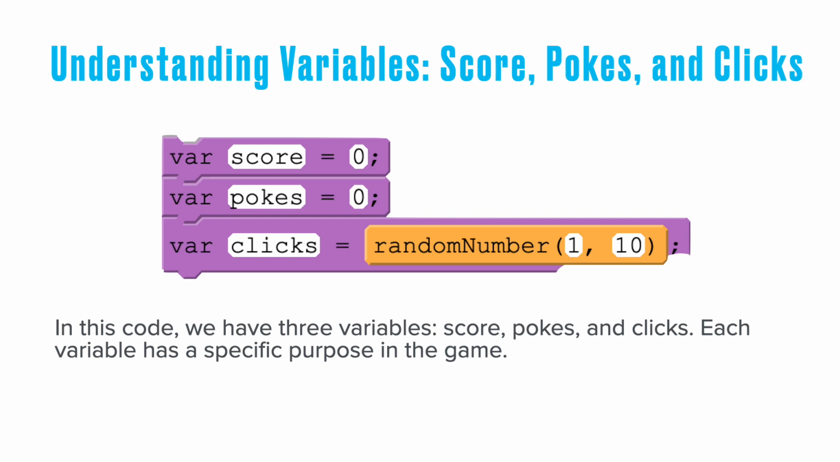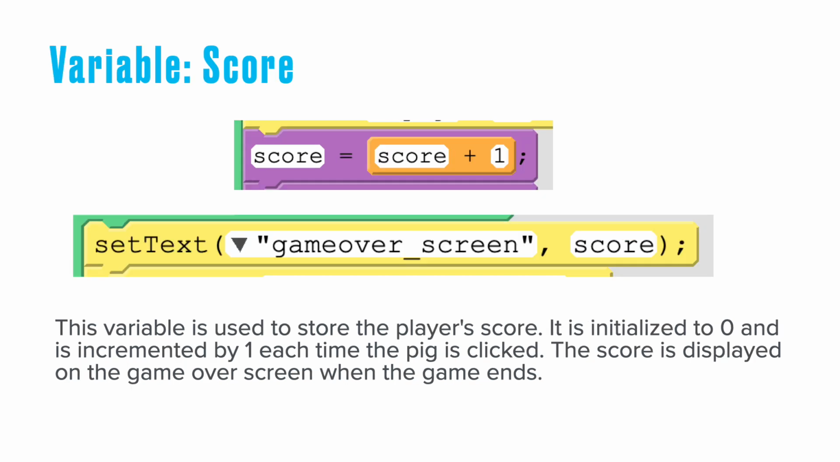First, let's discuss three variables in this code: score, pokes, and clicks. The score variable stores a player's score, which increases by 1 each time the pig is clicked. The pokes variable keeps track of the number of times a pig has been clicked or poked during a round. The clicks variable stores a random number between 1 and 10, determining the number of clicks needed to make the pig disappear and make a noise.